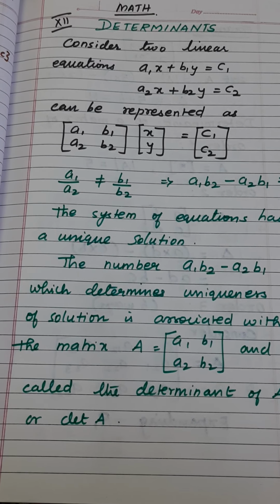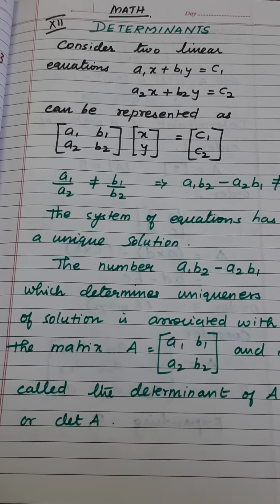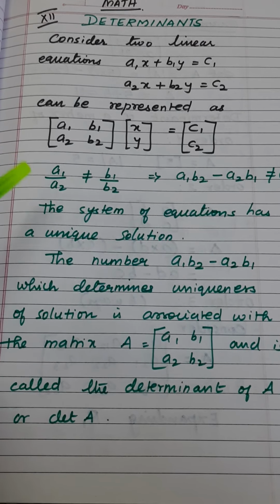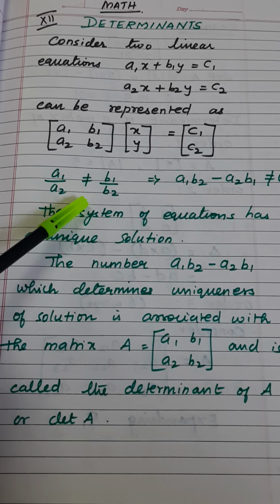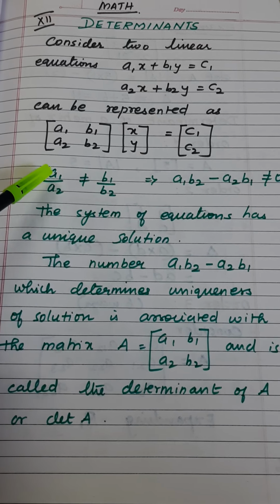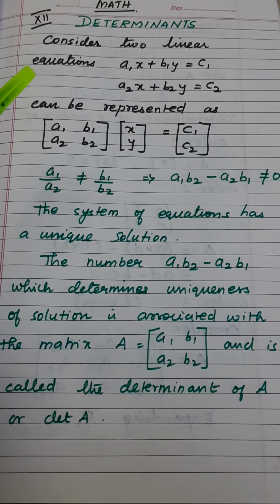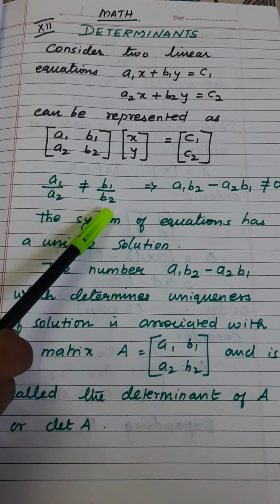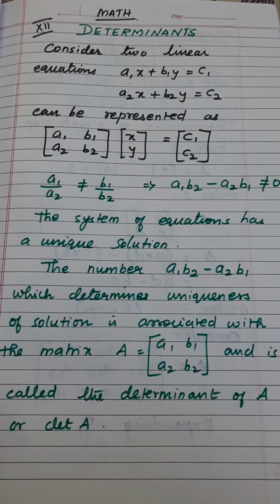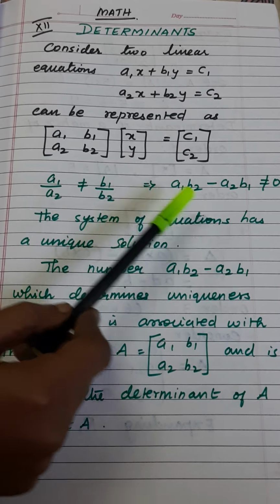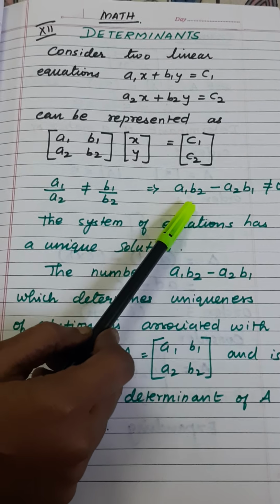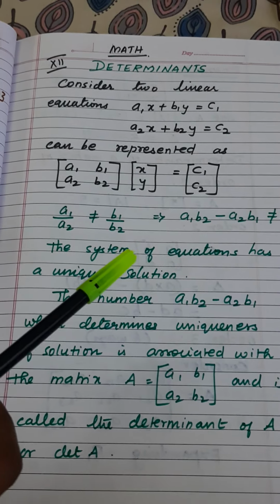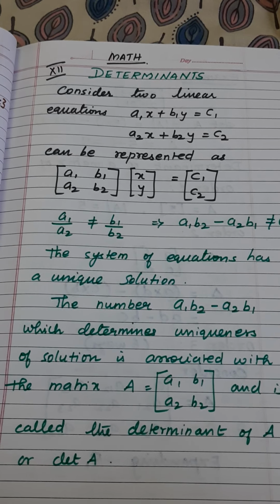Now we are going to check whether we will get a unique solution or not by using the condition. I hope you all remember the condition for it: a1 by a2 not equal to b1 by b2, where a1, a2, b1, b2 are the coefficients of x and y in the equations. If it is not equal, then we can say that the given equations have a unique solution, which means a1 b2 minus a2 b1 is not equal to 0. So this shows that the equations have a unique solution.